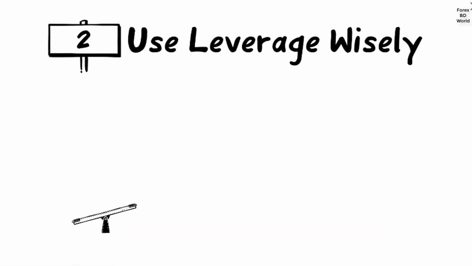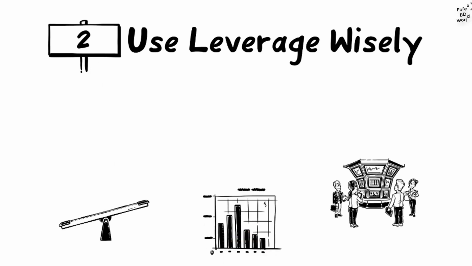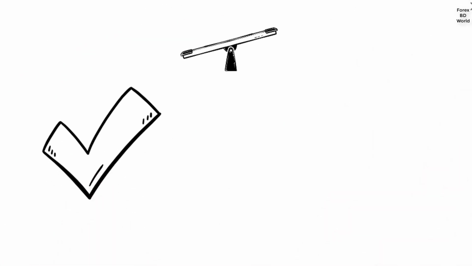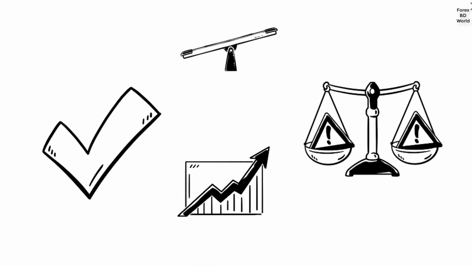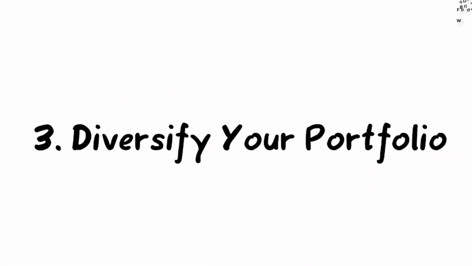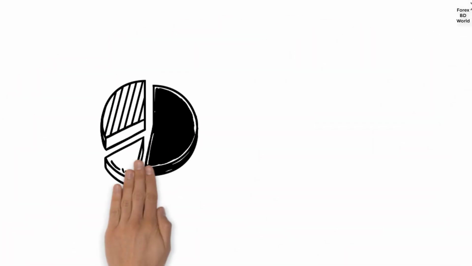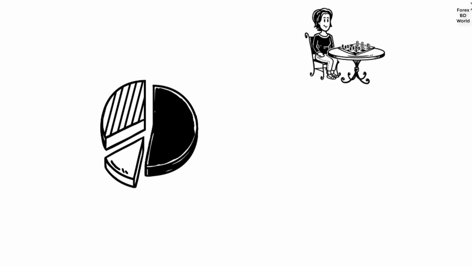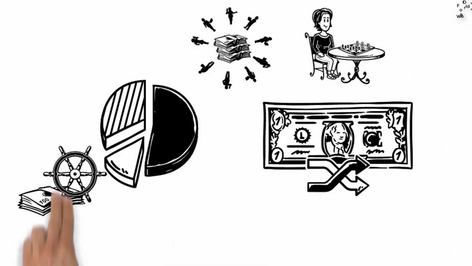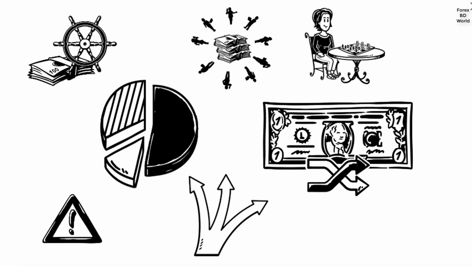2. Use leverage wisely. Leverage is a double-edged sword in Forex trading. While it can amplify profits, it can also magnify losses. It is essential to use leverage wisely and not exceed your risk tolerance. 3. Diversify your portfolio. Diversification is a crucial risk management strategy. It involves investing in different currency pairs and other financial instruments to spread the risk.